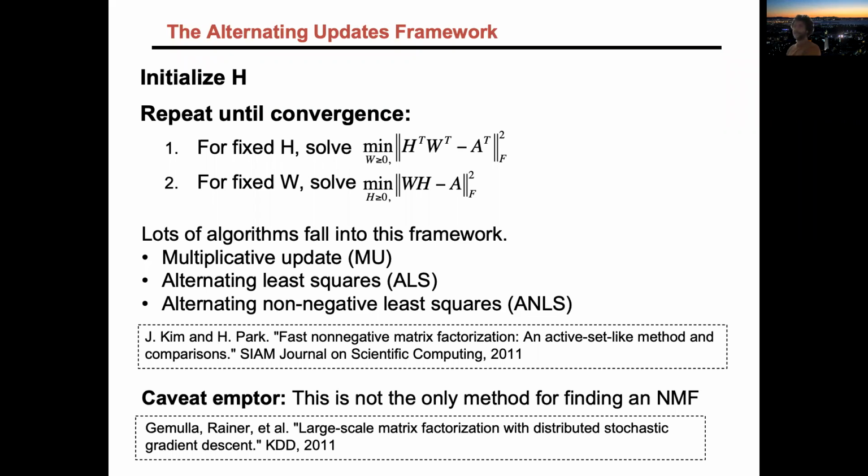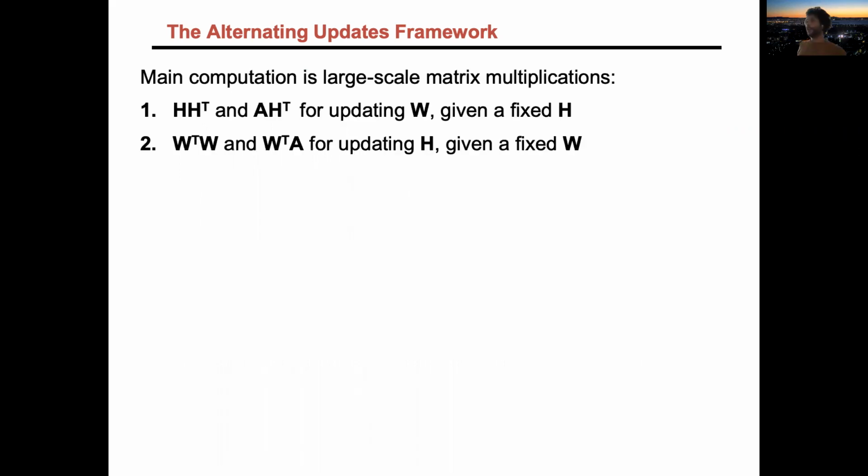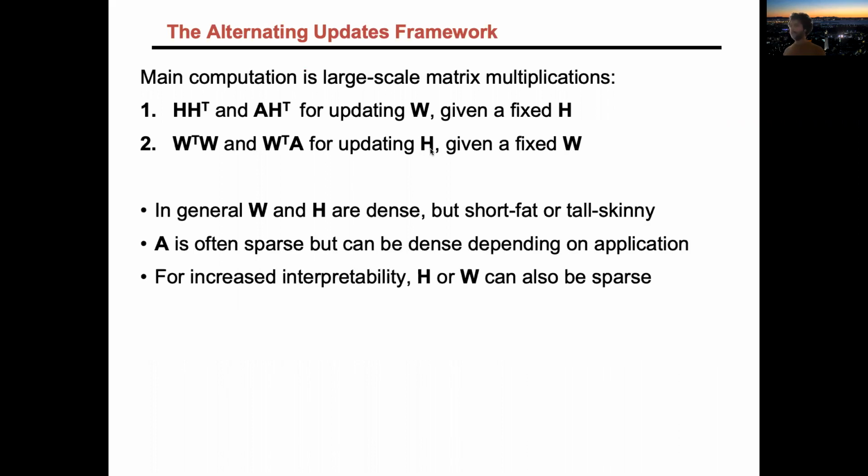But let's say I decided that alternating updates is a good framework for me. How do I parallelize it? Well, the main computation, if you look under the covers, is computing these products, HH transpose and AH transpose, whenever we're solving for W for a given H, and similar computations for the other direction, for a fixed W when I'm solving for H. And what do they look like? Well, W and H are actually not that bad. These are tall, skinny, or short, fat matrices respectively. So these updates are not that expensive.